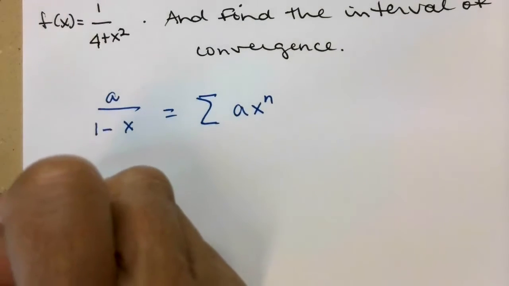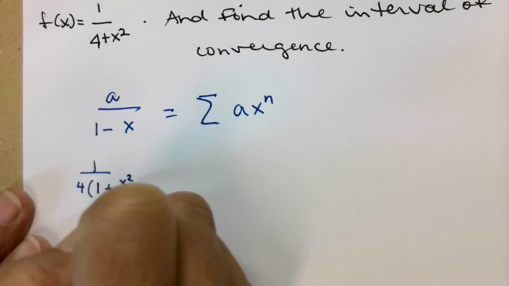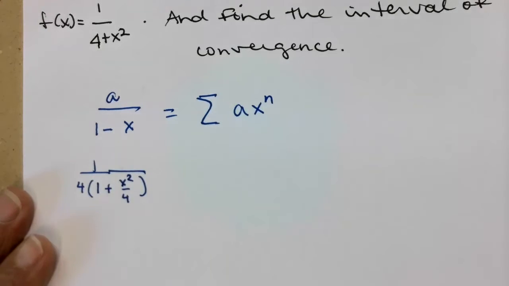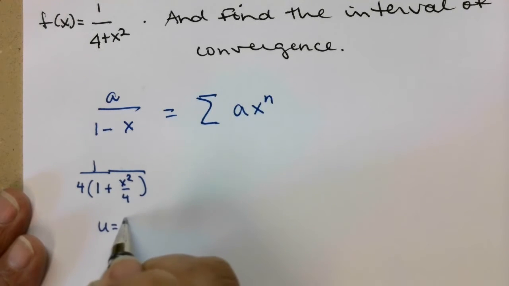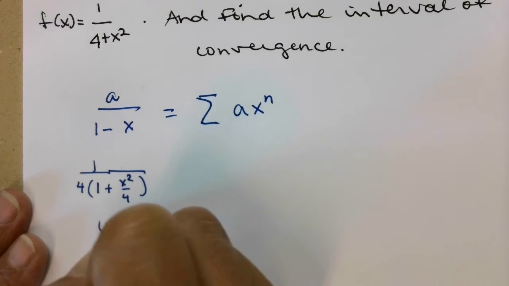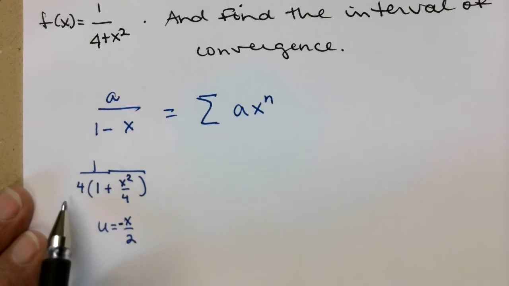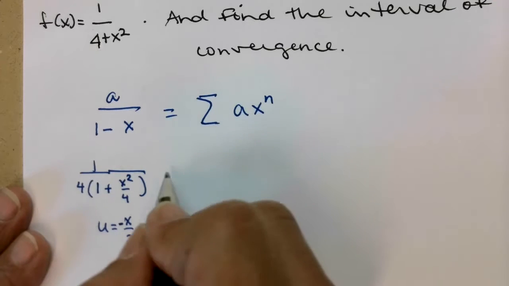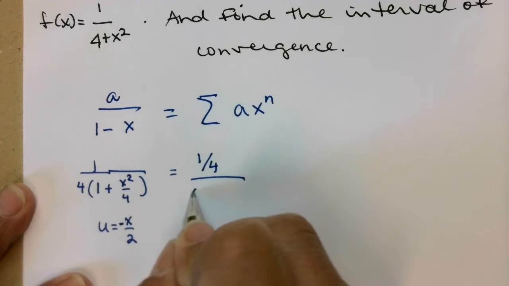So what do I have? I have 1 over, and I can bring the 4 out. So then it's 1 plus x squared over 4. Well, that's a little bit better. And now I can let u equal, how about x over 2? Ooh, how about negative x over 2? And then this 1/4, I'm going to let that move up top, so that'll be my A. So now I have 1/4.